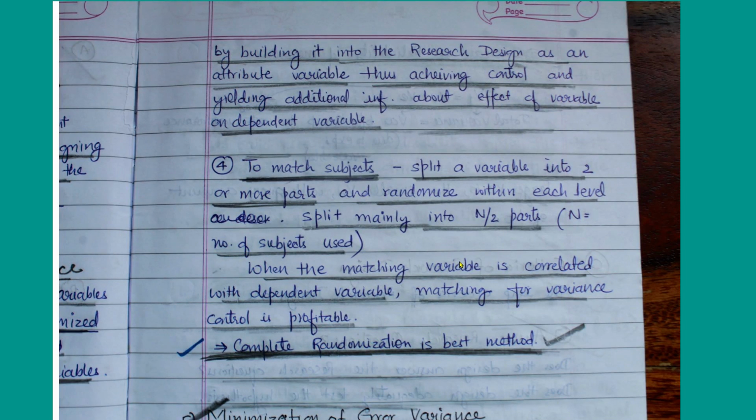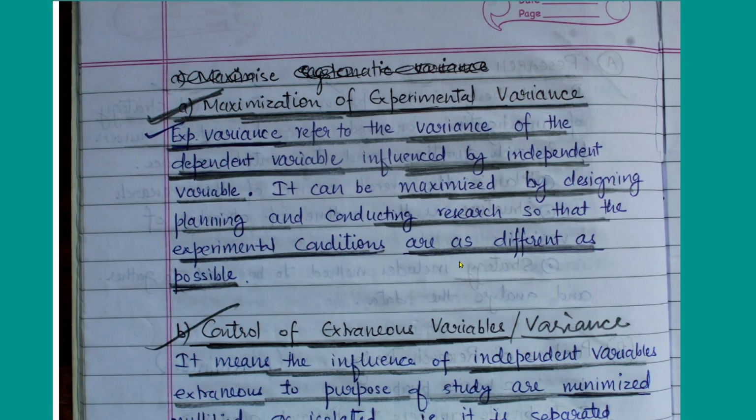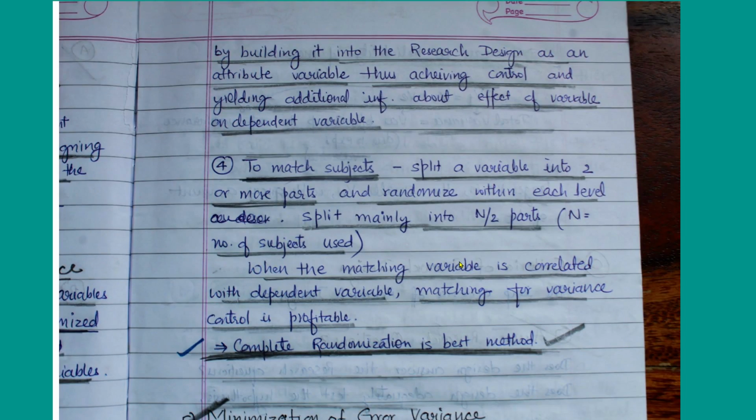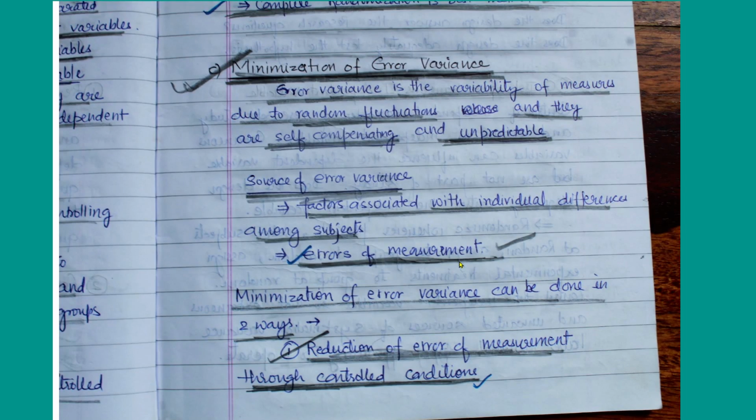Okay, so here you should always remember two things we have covered: control of extraneous variables and maximization of experimental or systematic variance. And now the third one is minimization of your error variance. Now let us look at what error variance is.